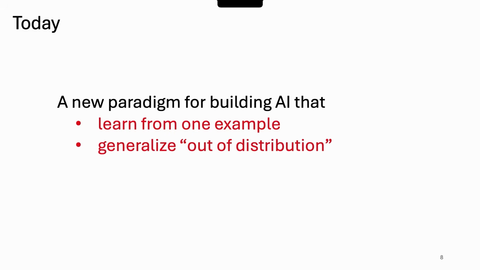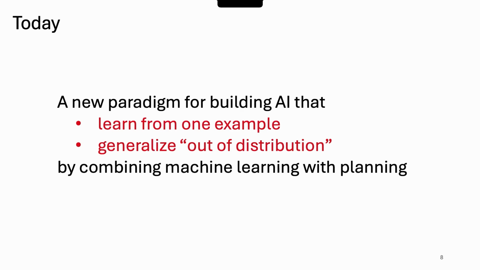So in today's talk, I'm going to show you some of my work aiming at a new paradigm for solving such kind of problem, trying to achieve building AI that can learn from very few demonstrations, on the order of 1 to 10, and generalize reliably out of distribution to novel states, to novel objects, and to novel goals. The central idea here is to combine machine learning and policy learning and everything with planning.